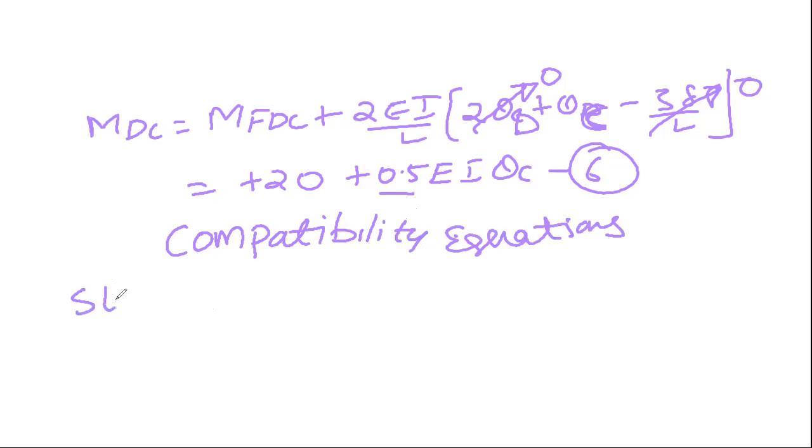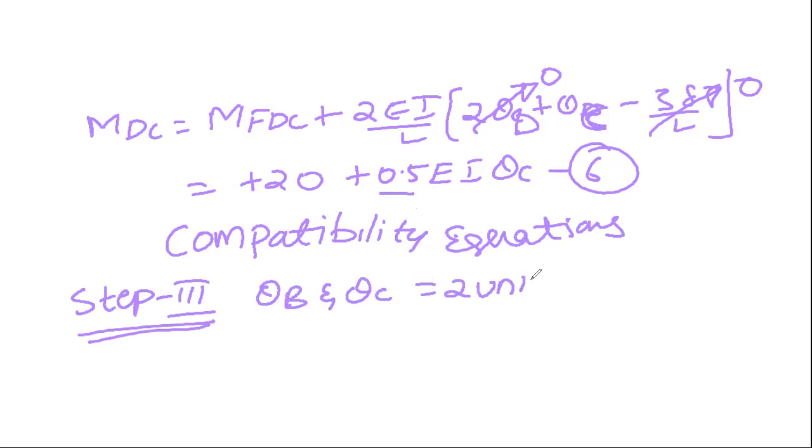So what is step 3? Step 3 is based upon the number of unknowns. So how many unknowns are there for us? Theta B and theta C. How many unknowns are we having? 2 unknowns. For 2 unknowns, how many equations do we have to generate? For 2 unknowns, 2 equilibrium equations we have to generate.